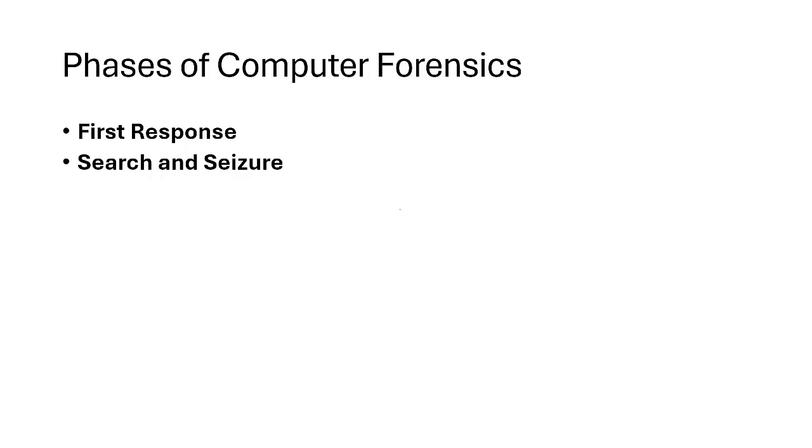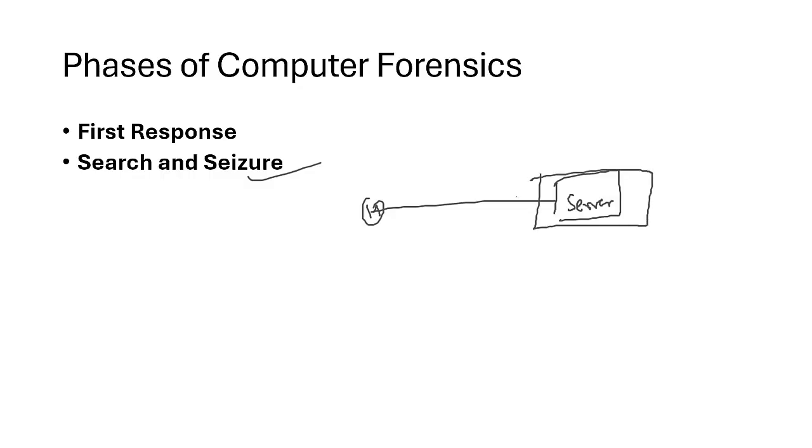The first is report and secure the scene. Second is called search and seizure. The forensic team will search the involved devices and collect data. So let's take an example: a server was hacked by a hacker. The incident response team isolates the system, and the forensic team first makes a bit-by-bit image of the system.